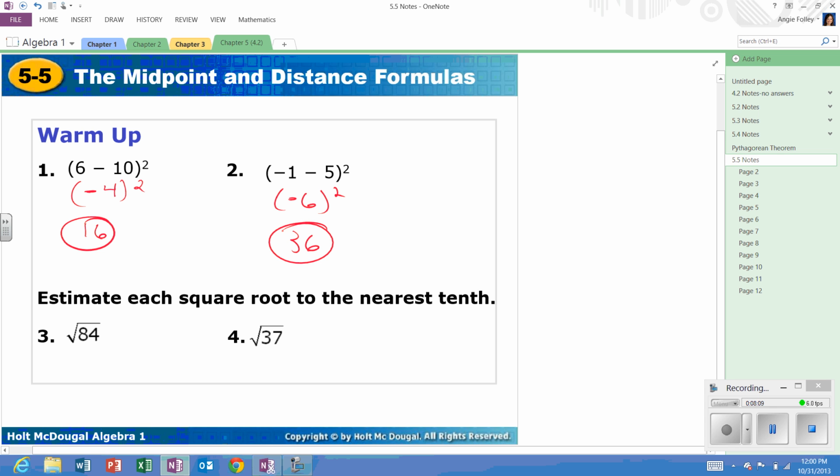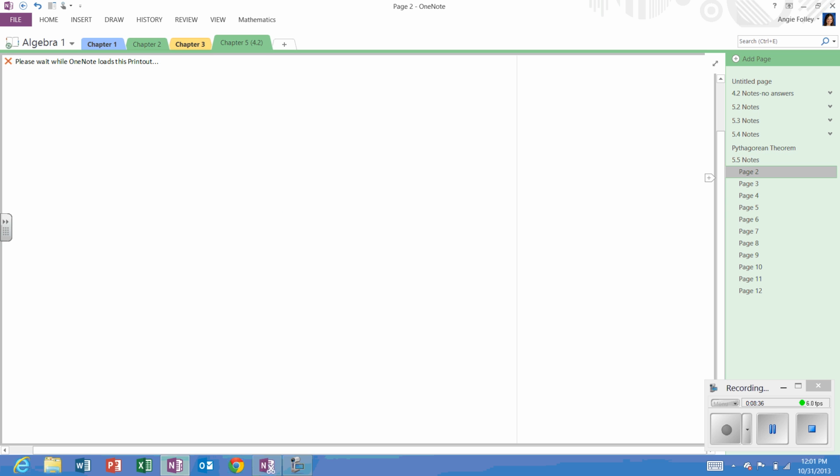Okay, on these next ones, these aren't perfect squares, but we know that the square root of 81 is 9. So the square root of 84 is going to be 9 point something. At least you could guess that. And on your sheet, I think it says 9.2. For the next one, the next closest perfect square is 36. So our answer is going to be 6 point something. That's the closest we can get, and it's actually 6.1 when we take the square root.